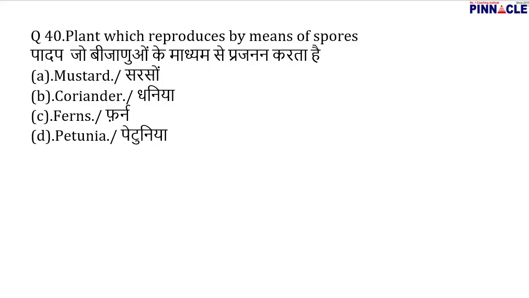Moving to question number 40. The question is: the plant which reproduces by means of spores. Spore formation is also one of the ways by which plants reproduce, and generally the plant which reproduces by spore is said to be ferns. The spores are basically reproductive structures that can grow into new plants. Ferns do not produce their own seed, and their mode of reproduction is using spores. So for question number 40, C is the correct option.